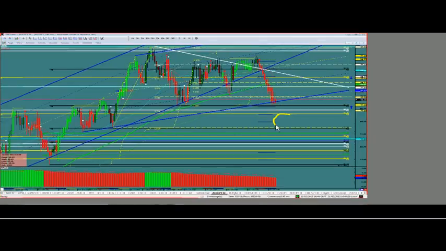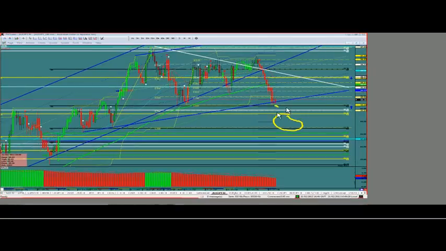Although once I get down in this area, I will be interested here. Right in here, there's just not enough space to even consider it. And so I would prefer that it come down here and prove that it's going to take these out, and then take that trade right there.